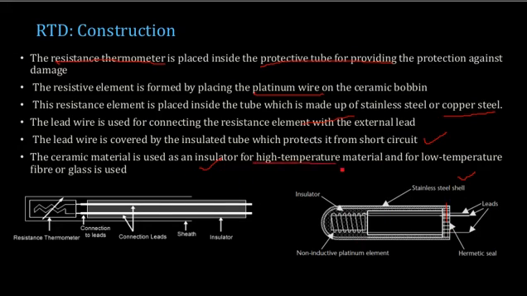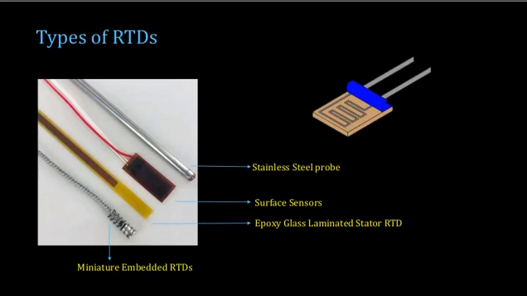When you are trying to measure high temperature, you are using ceramic material as the surface coating material, and if you are going for low temperature, you will be using fiber or glass as the covering. So that's how you construct the RTD. And there are different types of RTDs available.